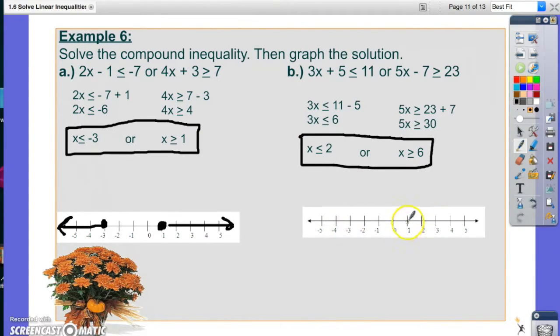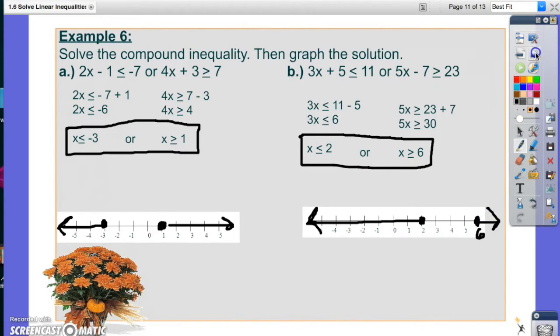Once again, find 2. It's here, shaded to the left. 6 is not on the number line, so let's just add it here, right? Once again, another solid circle, shaded to the right, all right?